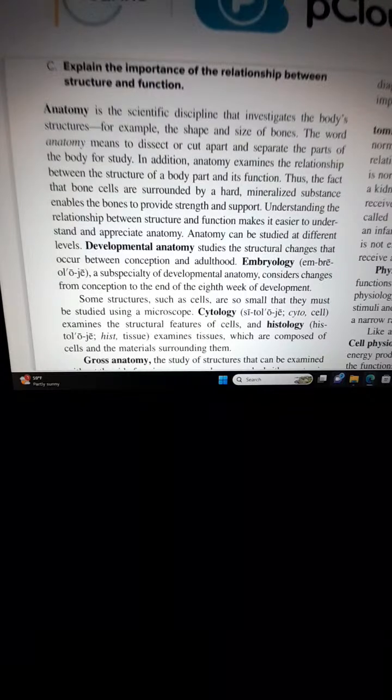Understanding the relationship between structure and function makes it easier to understand and appreciate anatomy. Anatomy can be studied at different levels. You have developmental anatomy, embryology, cytology, histology, and gross anatomy.